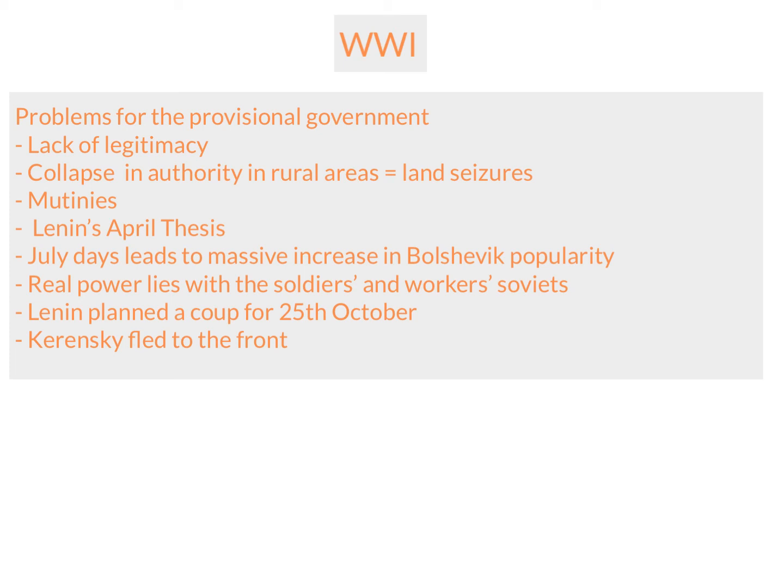And that popularity increased even more with the July days, because in July, Kerensky, the leader of the provisional government, has chosen this guy called Kornilov to lead the Russian army. But Kornilov is quite conservative in his approach. He does things like try to reintroduce corporal punishment, which obviously is going to be really unpopular within the soldiers' Soviets, and with an army that's already mutinying, that's a pretty bad move.